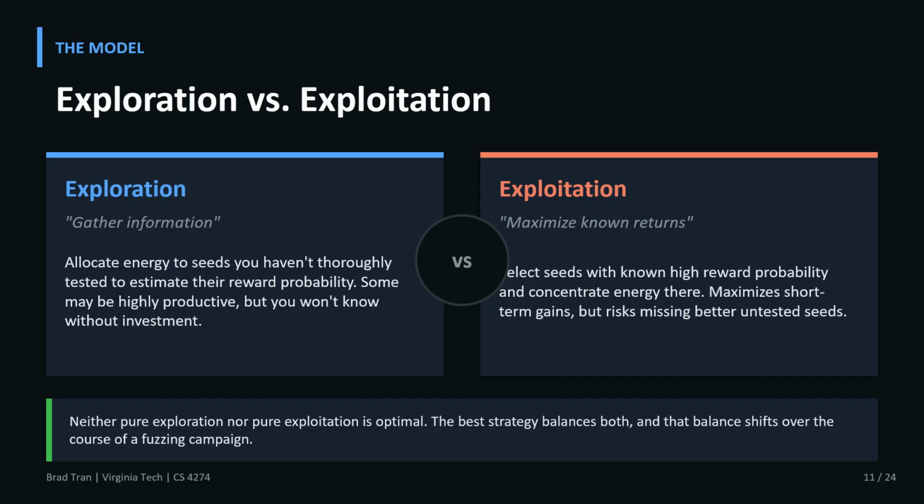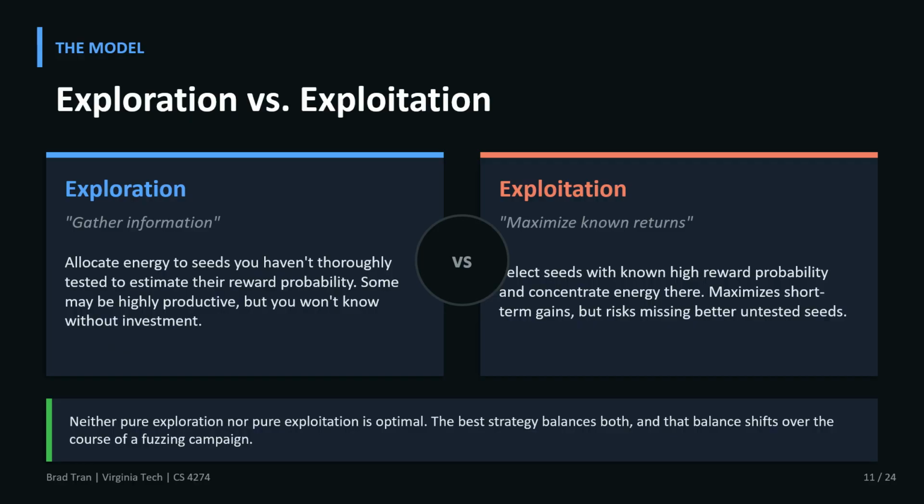Let me make this trade-off concrete in the fuzzing context. Exploration means allocating energy to seeds you haven't thoroughly tested yet. The goal is to estimate the reward probability, their potential for finding new paths. Some of these seeds might turn out to be highly productive, but you don't know until you invest resources into testing them. Exploitation means selecting seeds with known high reward probability and concentrating your energy there. This maximizes short-term returns because you're working with seeds you've already identified as productive.